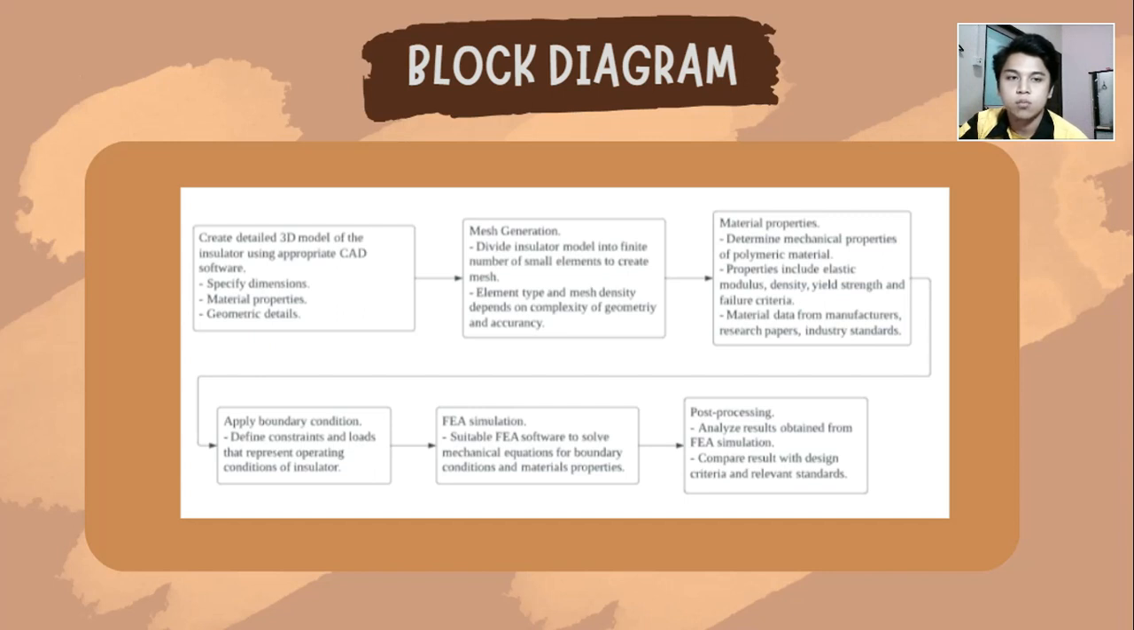Then we go to the second block, which is mesh generation. We divide the insulator model into a finite number of small elements to create the mesh. The element type and mesh density depend on the complexity of the geometry and accuracy. Then the third block is material properties, which is to determine the mechanical properties of the polymeric material. These properties include elastic modulus, density, yield strength, and failure criteria. And lastly, material data from manufacturers, research papers, and industry standards.